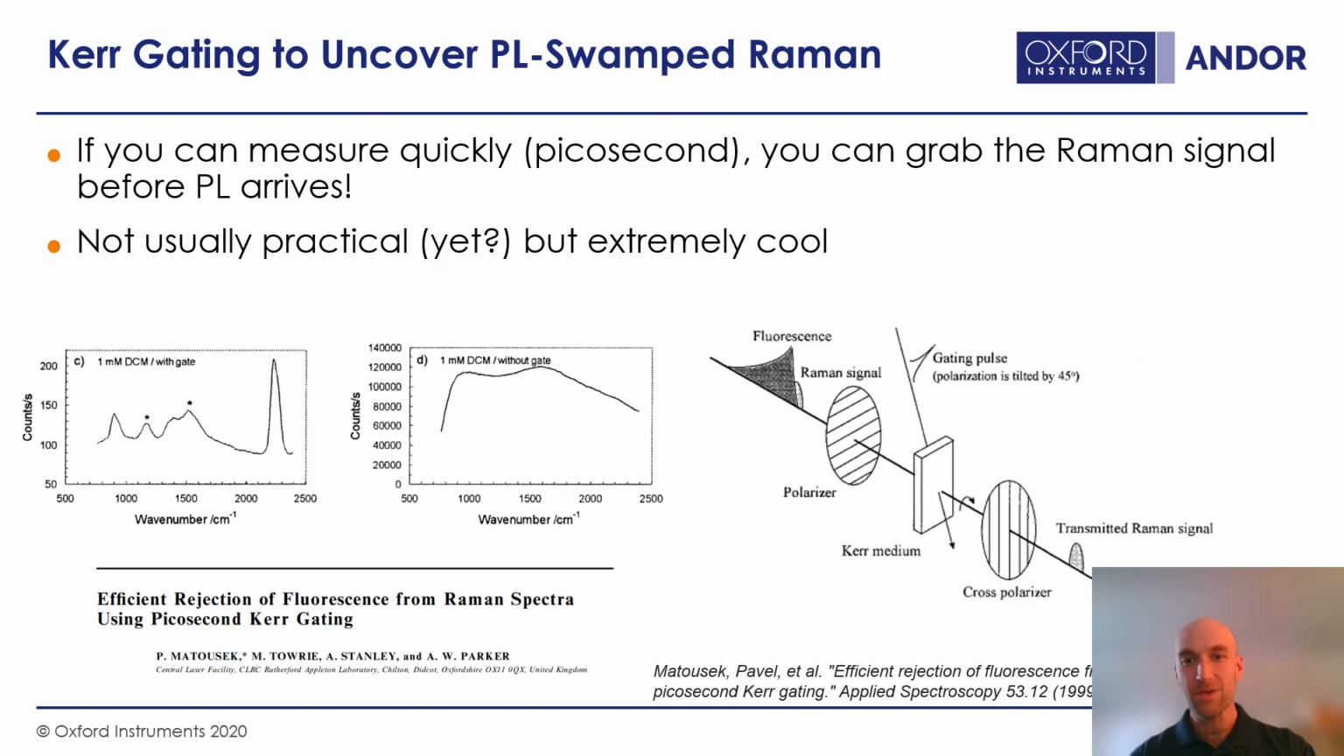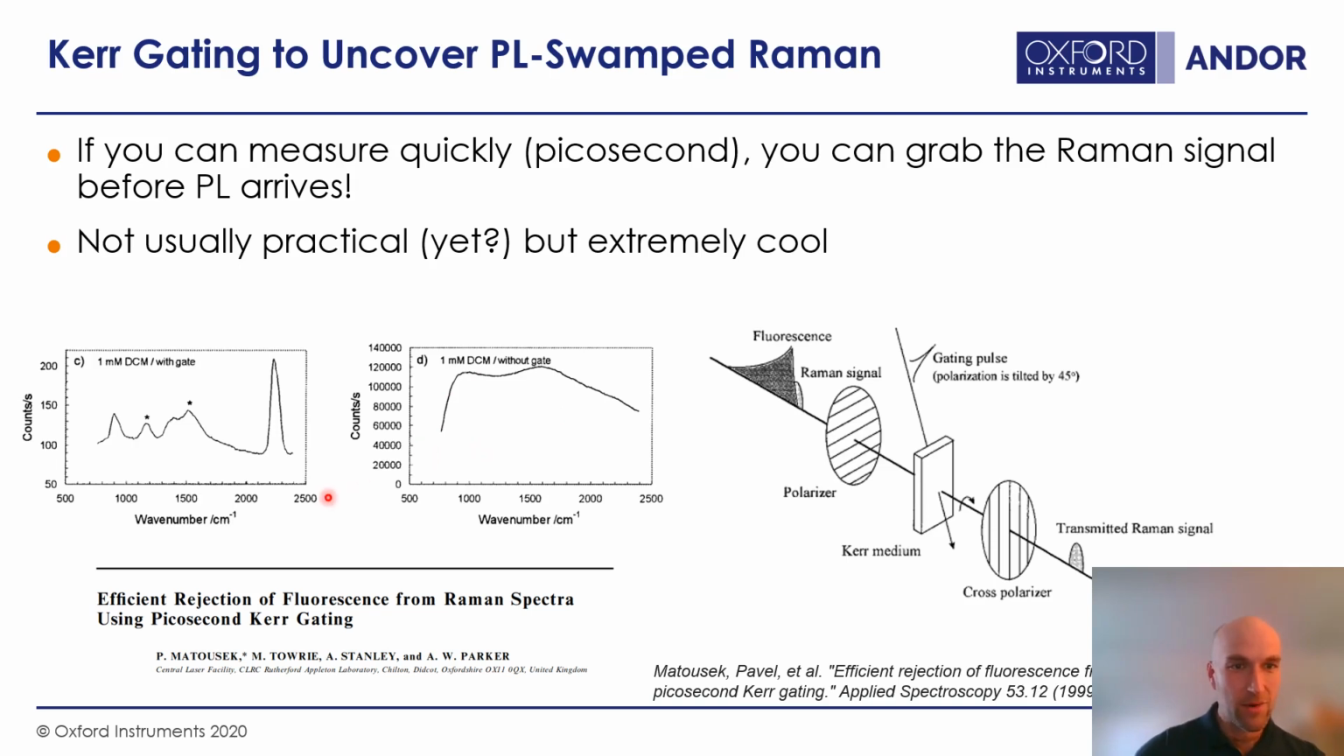So here's one extremely complicated and difficult way to recover that signal when the two overlap. If you can measure quickly on the picosecond scale, you can grab the Raman signal before the photoluminescence actually hits you. So let me show my laser pointer here. This is the spectrum that they're measuring without a gate, without their Kerr gate that they're doing here. So this is again a broad photoluminescence spectrum. DCM is a laser dye.